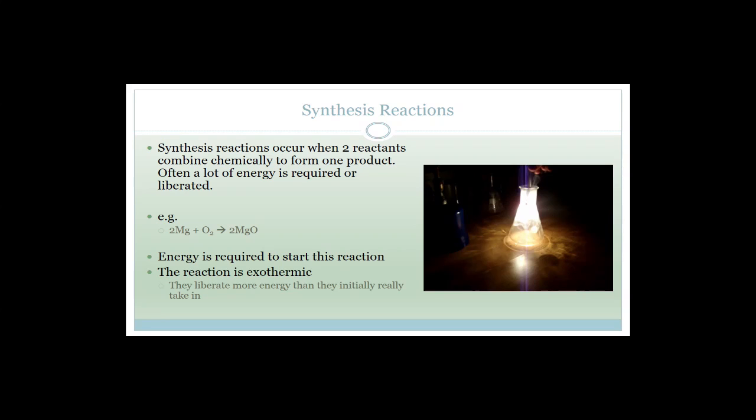So now, if we take the magnesium and we react it or burn it in oxygen, you get magnesium oxide. It is a very exothermic reaction. It not only gives off a lot of heat, but it also gives off a lot of light. So even though we had to light this to get it started, the amount of energy that we got out of this reaction was huge compared to the amount of energy that we obviously put in to start it. So let's have a look at this little reaction, shall we?